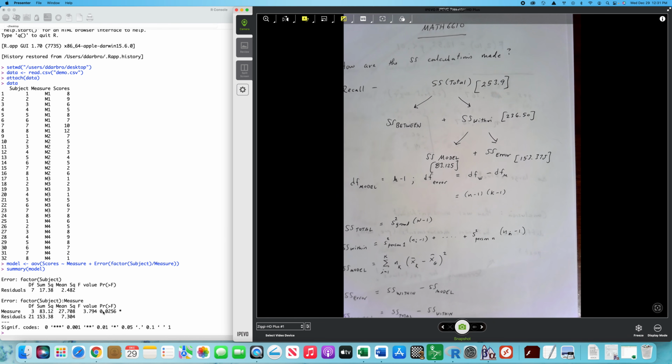So yeah, I just wanted to demonstrate how we end up calculating the different sum of squares. All right, so got to stop. Take care. Bye.